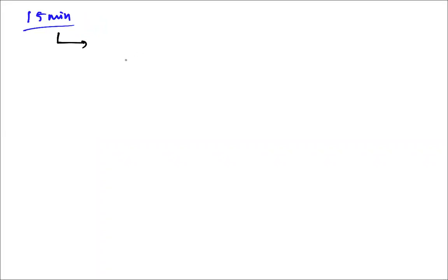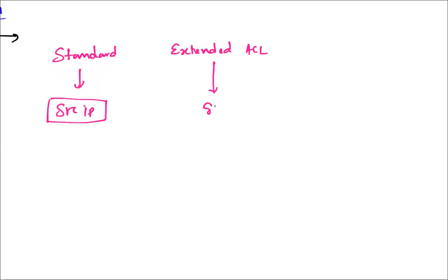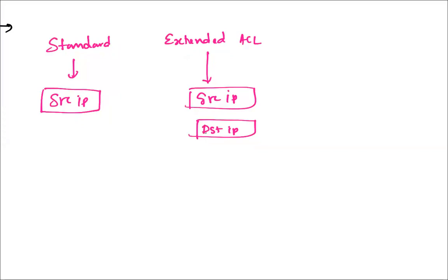The basic difference between standard ACL and extended ACL is this: in a standard ACL, you block packets based on the source IP only. In an extended ACL, you can block packets on more parameters. You can block packets on source IP, and you can block packets on destination IP. You can say if this is the destination IP, block it. You have more flexibility.